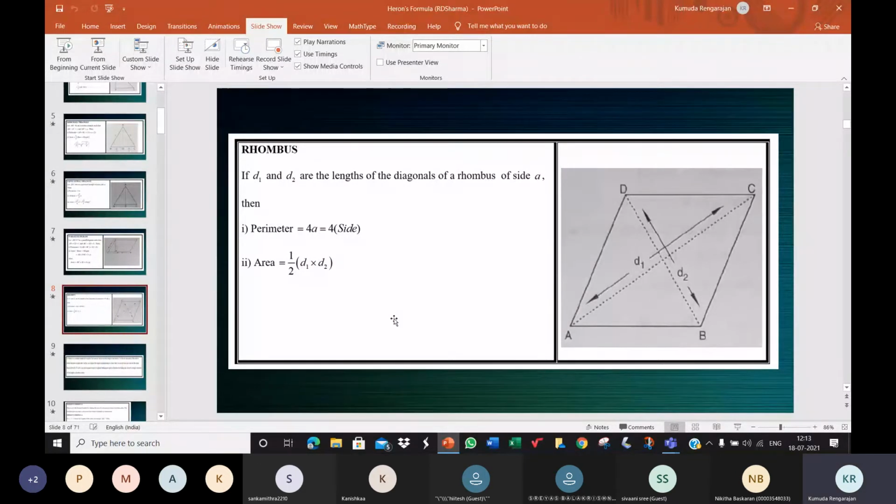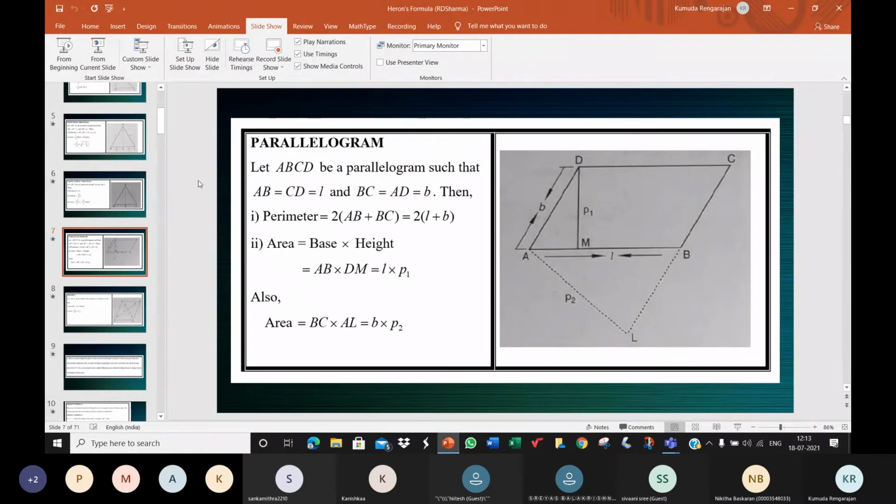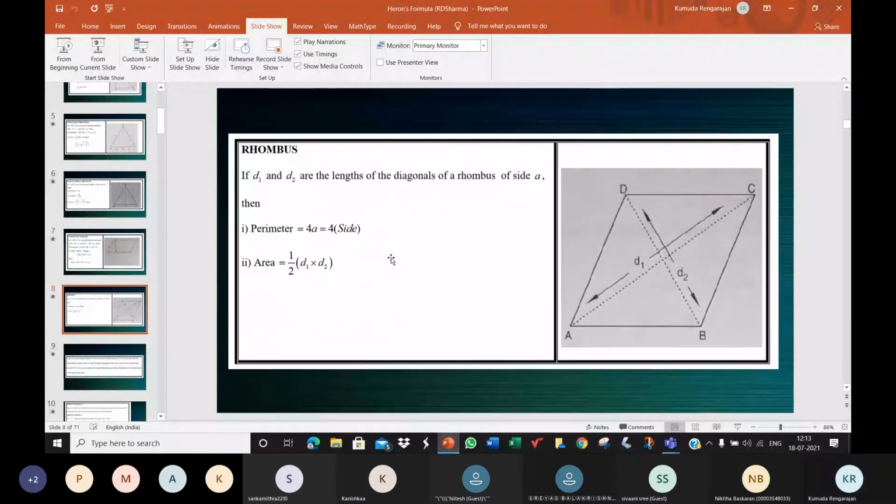A rhombus is a parallelogram. How do we find the area of a parallelogram? Base into height, ma'am. Base into height. If the height of the rhombus is given, if the height is the distance between the parallel sides.